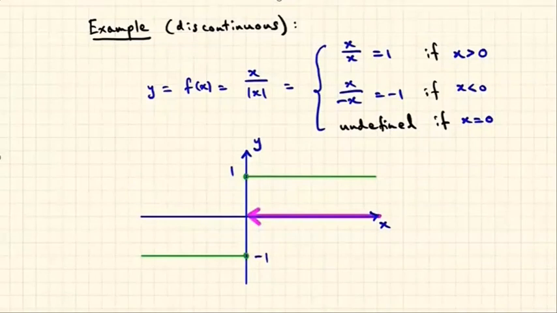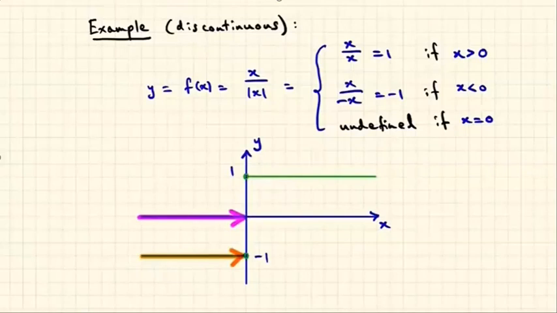As x approaches 0 from above, from the positive right-hand side, the y values are stuck at +1. So the limit from the right is +1. By contrast, for x approaching 0 from below, from the negative left-hand side, the y values are stuck at -1. So the limit from the left is -1.